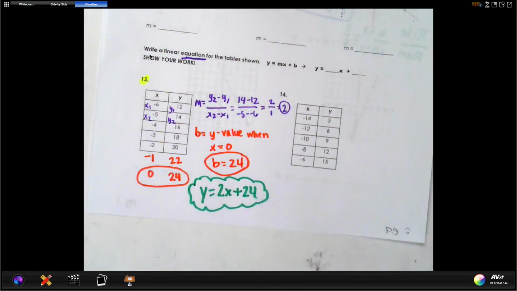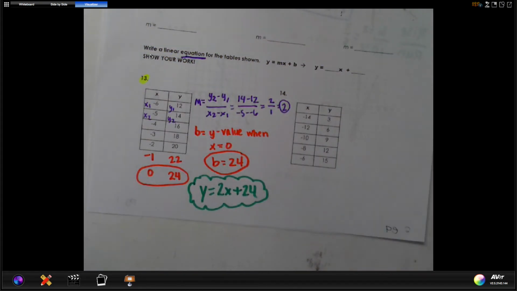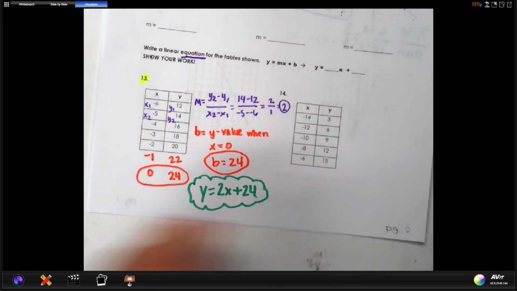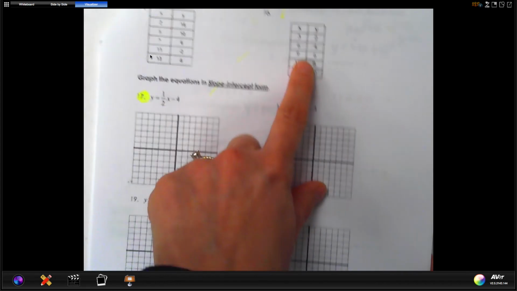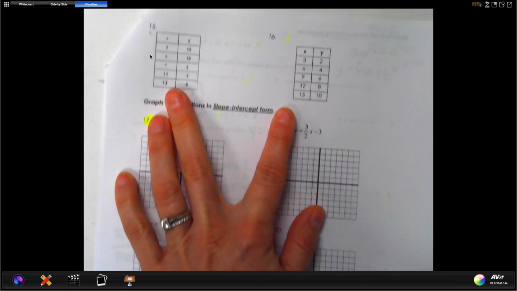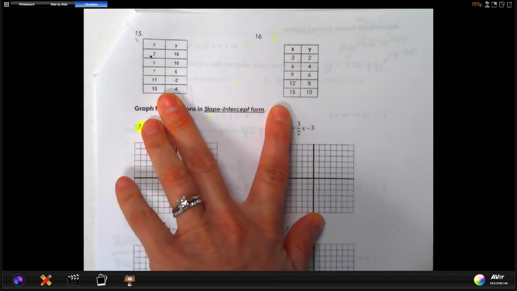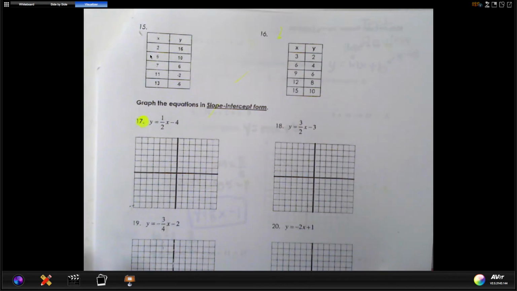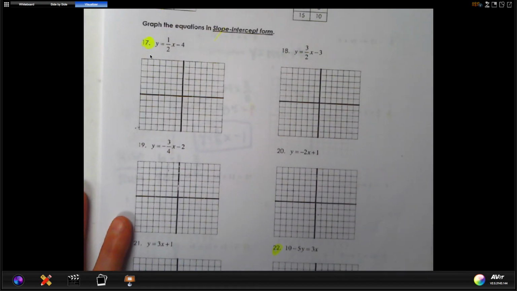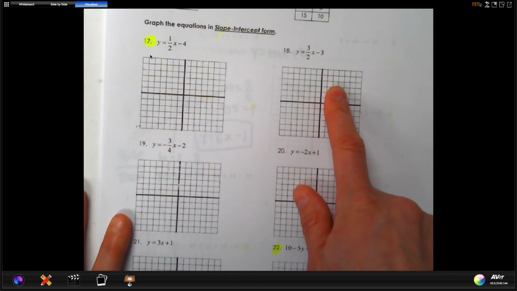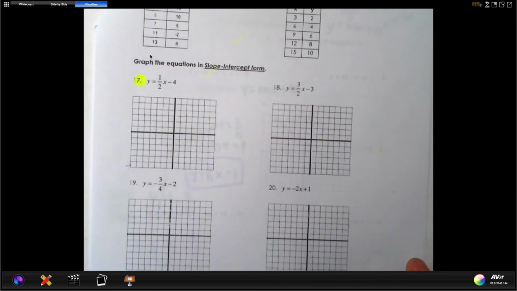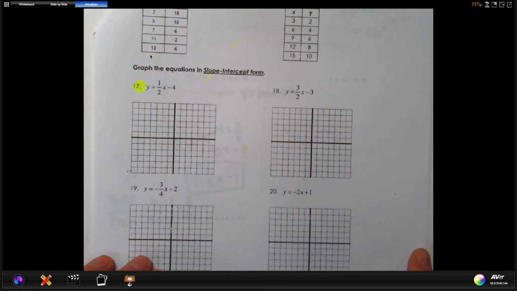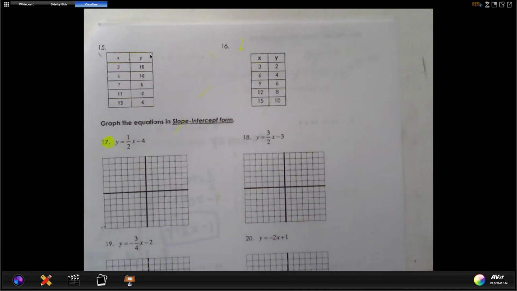Okay, so I am going to leave number 14 for you to try on your own. And we're almost done with our first half of this test review. 15 and 16 are the same thing on the next side. Again, find m, find b, and write the equation. 17 and 18, oh yeah, that is going to be the end. So we will do 17 through the rest of the packet on the next video so that this doesn't get too long.